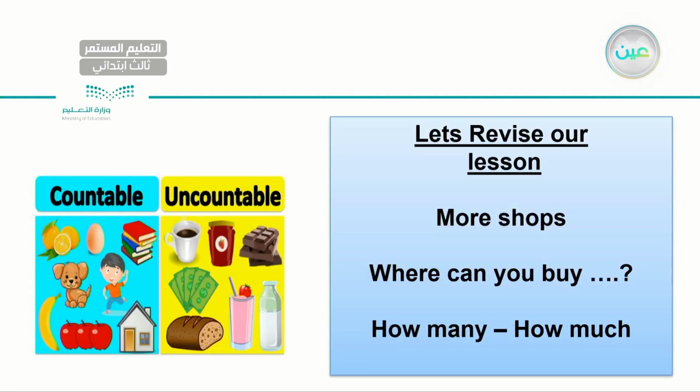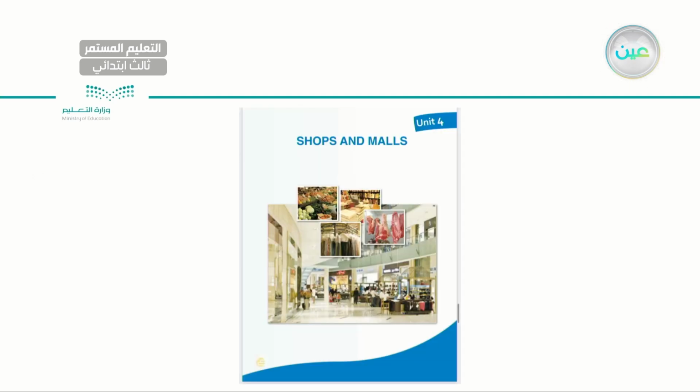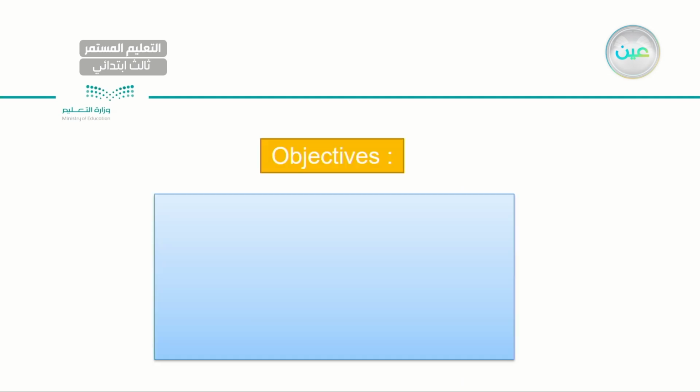Let's start by revising what we have learned in the previous lesson, my dear students. We practiced naming more shops. Actually, we need to do this also in this lesson. Also, we were able to answer the question, where can we buy this or where can we get these? Also, we answered the questions, how many and how much. This is the cover of your unit, unit number 4, shops and malls. This is the last unit of your book, book number 4. Of course, we will have time to revise and have some enrichment activities.